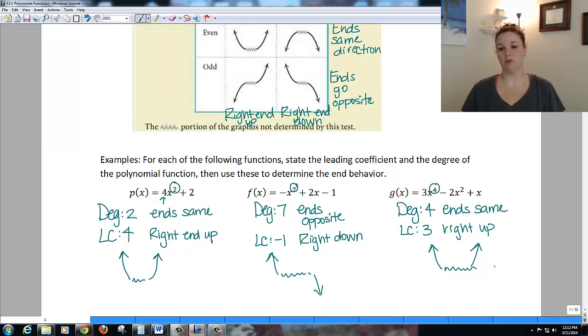We look at the degree to see if the ends are going the same or opposite, and then we look at the leading coefficient to tell us what the right side is doing. Okay.